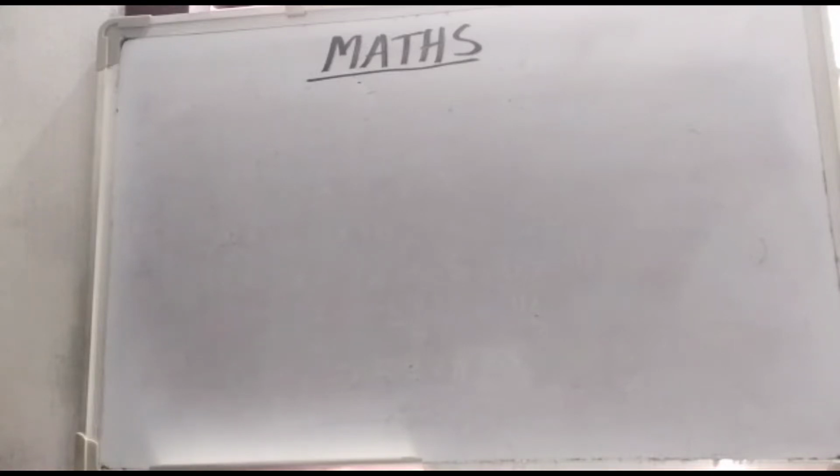In the last class, we discussed the fundamental theorem of arithmetic. That means every composite number can be expressed as the product of its prime factors. And we learned how to factorize positive integers like that.